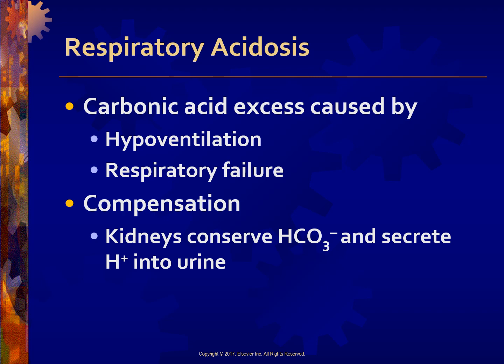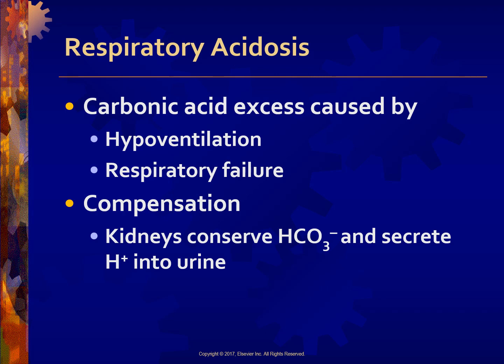Respiratory acidosis is carbonic acid excess. This occurs when there's hypoventilation. Hypoventilation results in the buildup of CO2, which results in an increase of carbonic acid in the blood. Carbonic acid dissociates, liberates hydrogen ions, and there's a decrease in the pH. If the CO2 is not eliminated from the blood, acidosis results from the accumulation of carbonic acid.